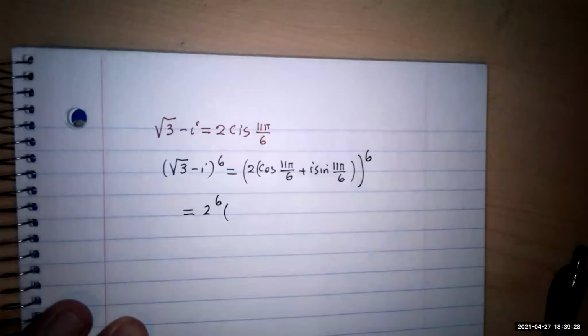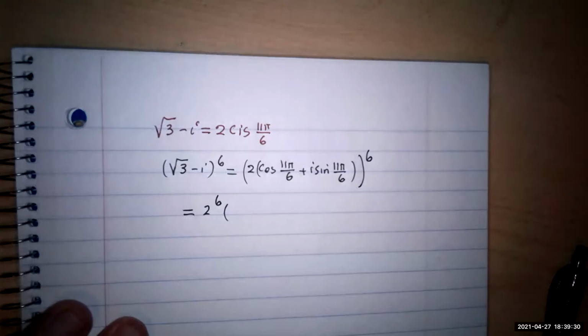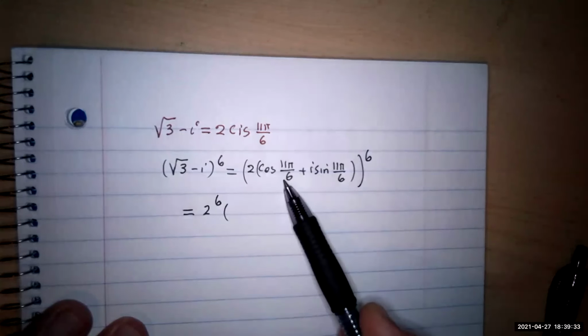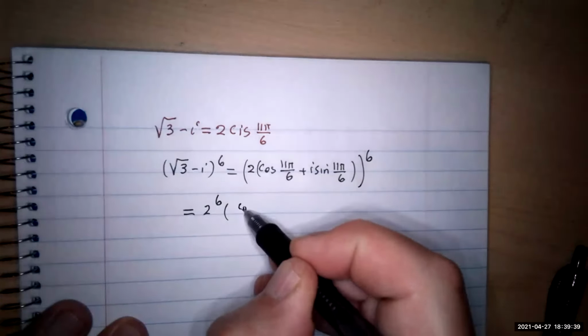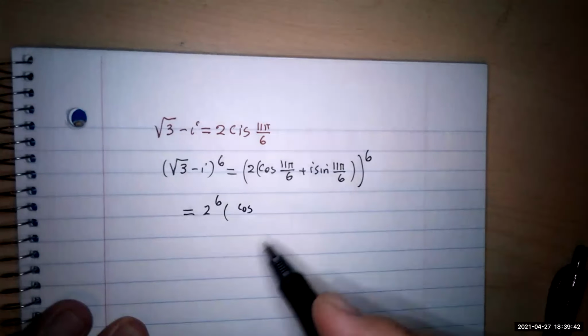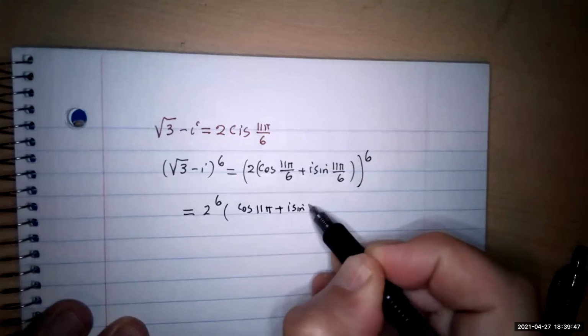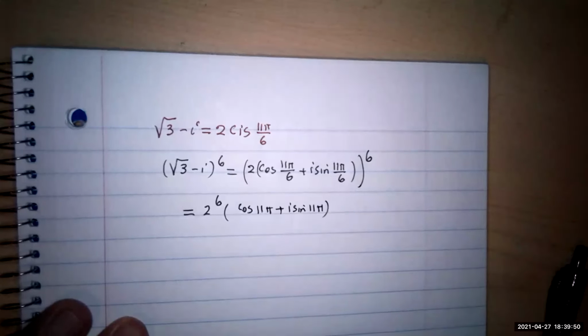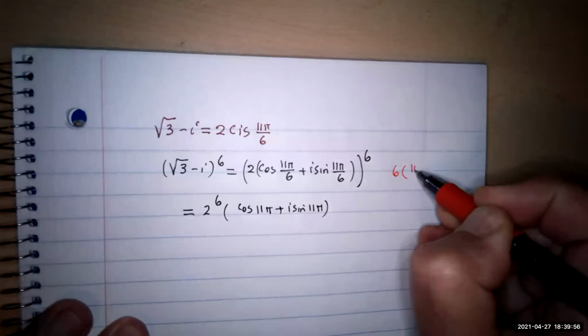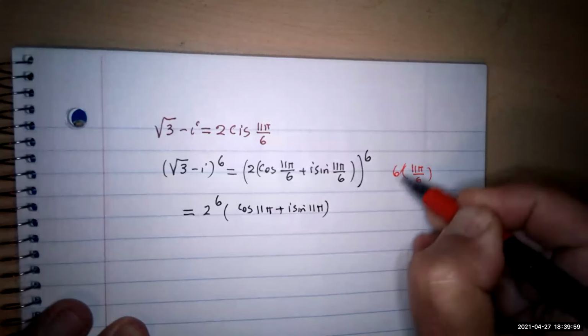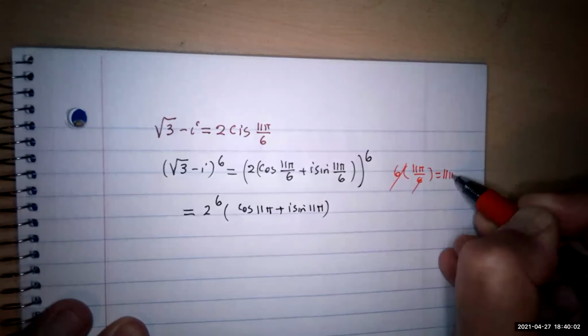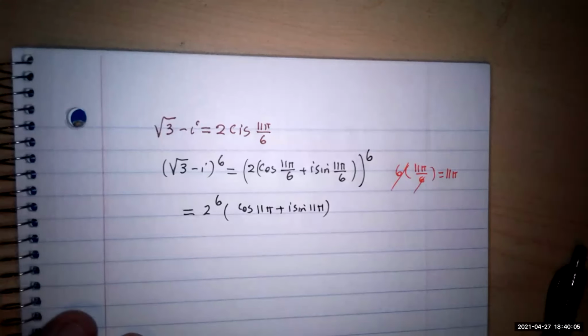Now for this part, we are going to use the De Moivre formula. So we bring the 6 down, we multiply by this. So the 6 and the 6 cancel out. It's going to be cosine of 11 pi plus i sine of 11 pi. Any question? We bring the 6 down, so it's 6 times 11 pi over 6. So we simplify it, that gives us 11 pi. Okay, now we have to find it.